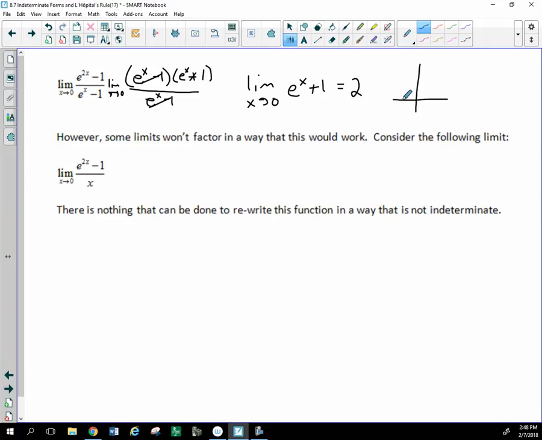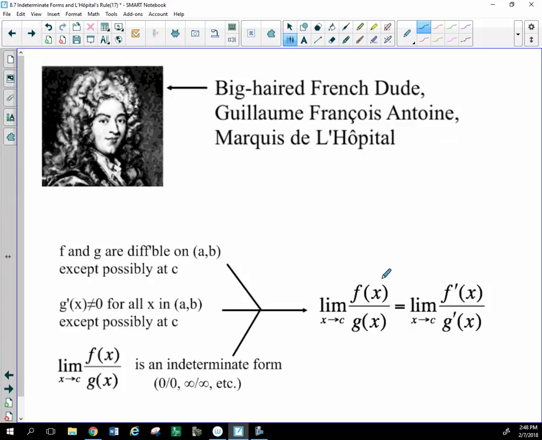If you remember, e to the x looks like this. It crosses at 1, but when I add plus 1 to it, it pushes it up here. So as we approach 0 from both sides, we should be approaching the value of 2, because that would be the transformed function. All right. Down here, though, we can't factor, we can't rewrite it in any way, shape, or form, so we don't have a way right now to simplify this. So this is where L'Hopital comes in.